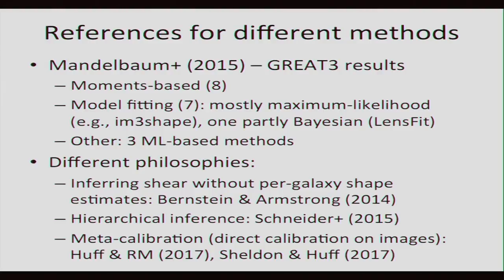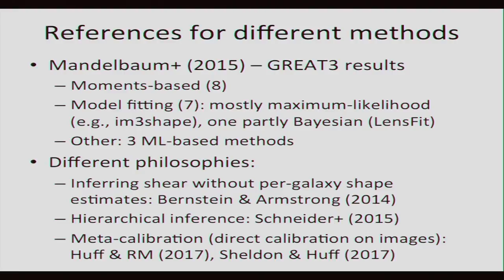So I am immodestly suggesting that you look at the Great Three Results paper because it happens to summarize many different methods. There were 23 different groups that participated in this community challenge, and the results paper has to say something about all of those methods. So it's kind of a convenient place to look and get a sense for the methods that were actively being used in 2015. Not all active groups participated, but this gives you a sense of it.